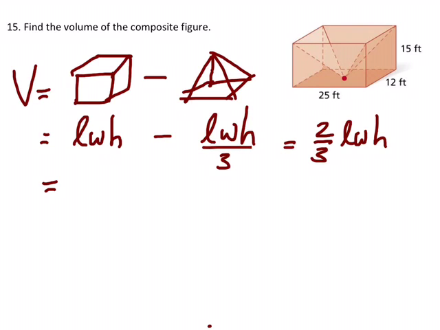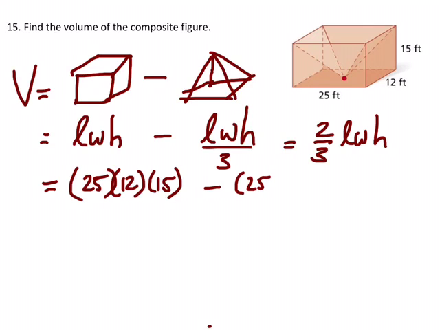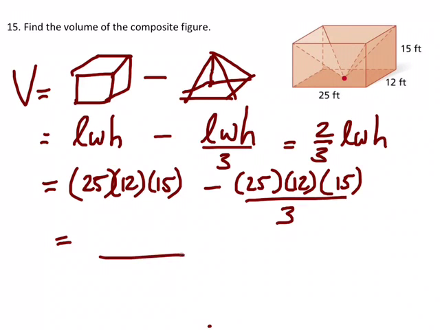So length times width times height for the box would be 25 times 12 times 15. And then for the pyramid, its base is the same base as the box, so 25 times 12, and its height is the same as the box, 15, divide by 3, okay, equals, and then get your answer in cubic feet. Now the answer there will have more than 2 digits, so we'll have to round it off.